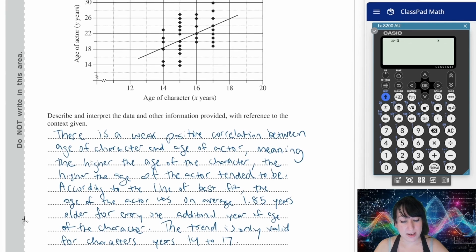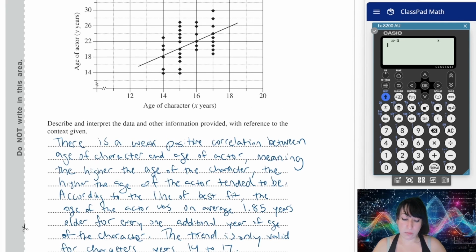So that should be enough to get 4 marks. We noted that it's positive. We noted that it's weak. We noted that the gradient 1.85 gives us a numerical value for increase in age of actor for age of character, and also the validity of the model as well.